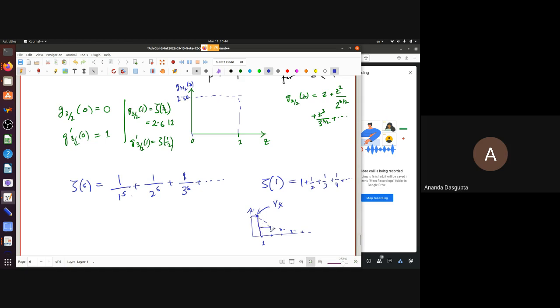1, half, 1/3, 1/4, 1/5, right? Is that okay? This is the height of 1, width of 1. This is the height of half, width of 1 again, height of 1/3, width of 1 again, and so on. So this sum that we have here is less, as you can see, than the area under this particular curve. So any idea how much this is?